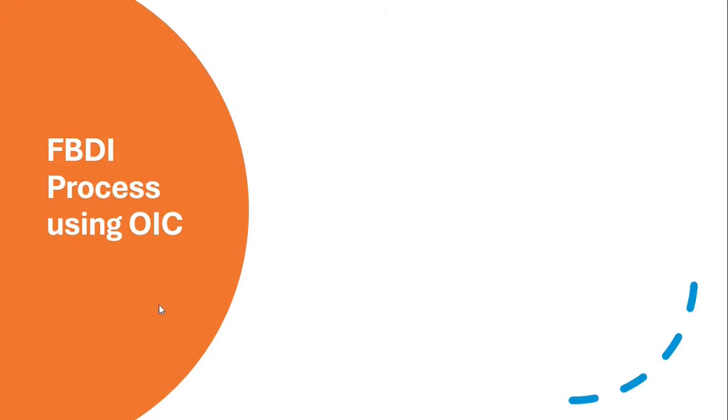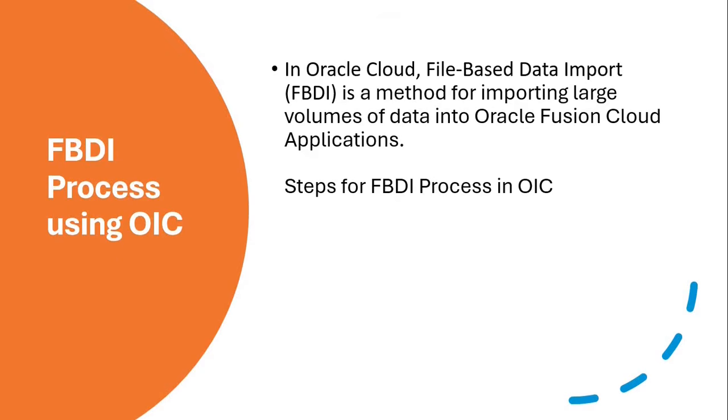Hello everyone, in this video we'll create the supplier in Oracle Fusion using the FBDI process in OIC. But before that, we'll understand what the FBDI process is. So let's start. FBDI, or file-based data import, in Oracle Cloud is a method for importing large volumes of data into Oracle Fusion Cloud applications.